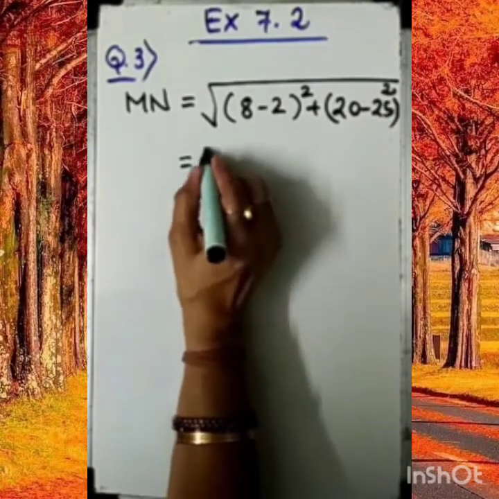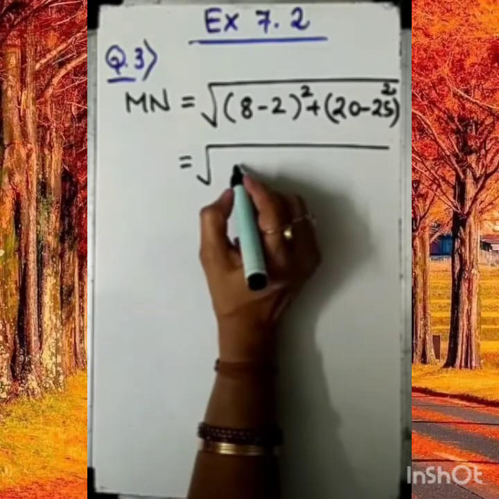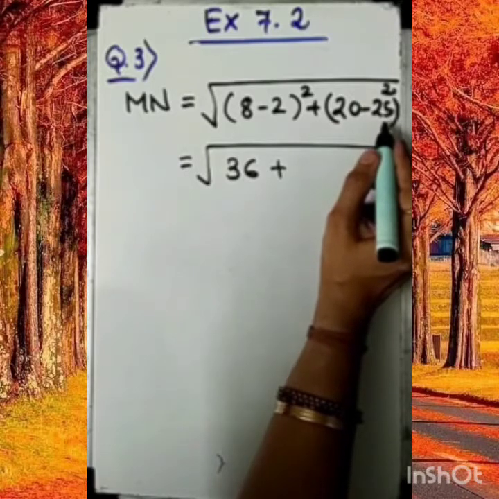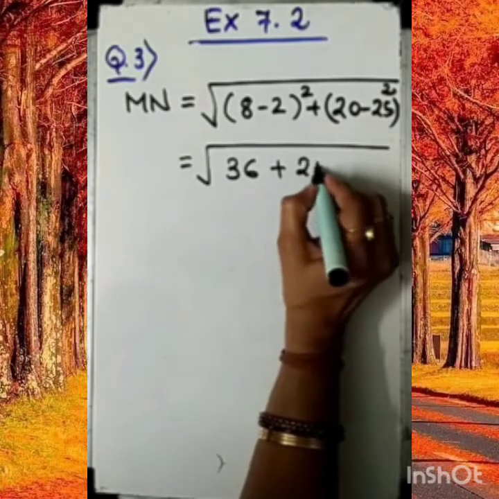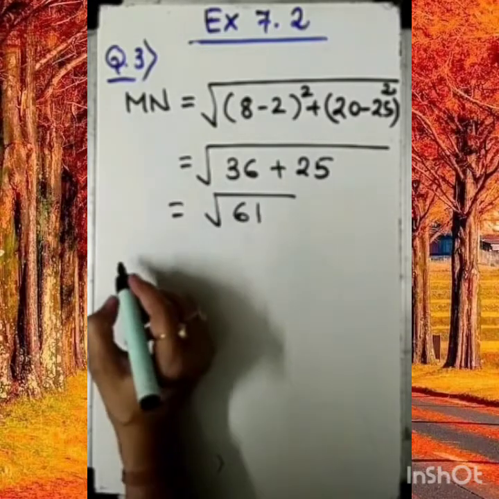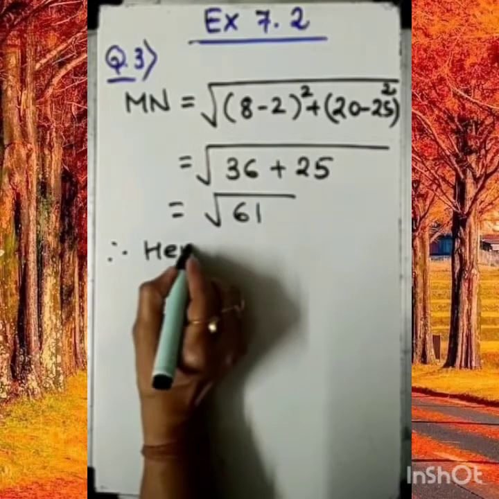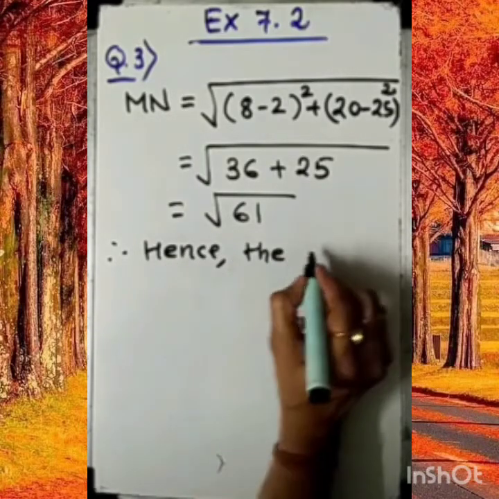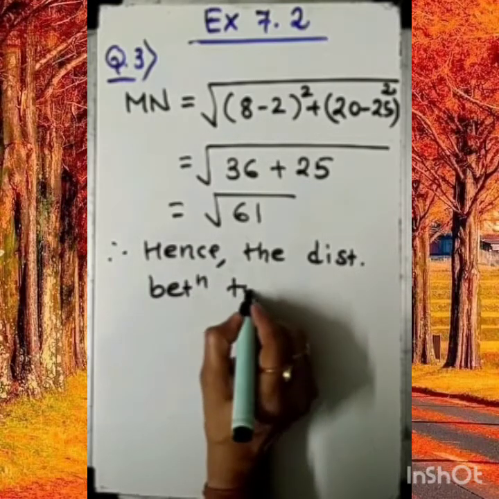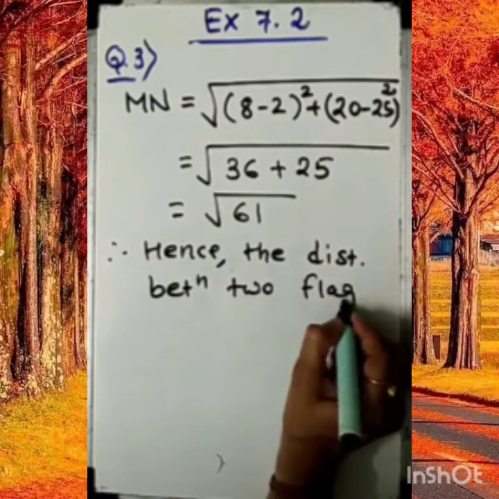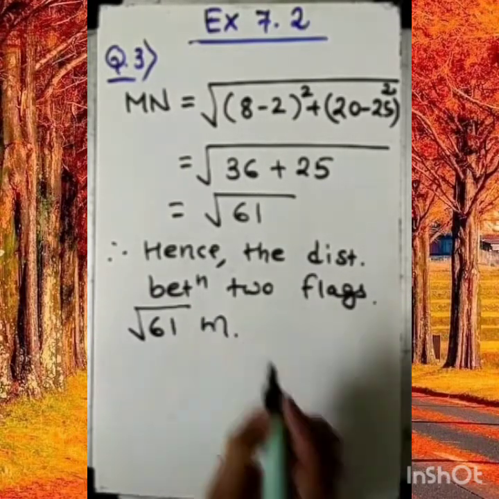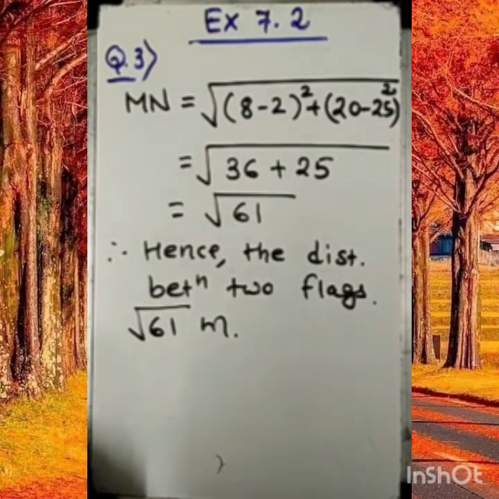So it is under root of (8 minus 2) squared, 6 squared, that is 36, plus (20 minus 5), that is 15... minus 5 squared is 25. So dear student, if we add, then I will have here 61. Hence the distance between the two flags will be under root of 61 meter. Got it? This will be the distance between the two flags.